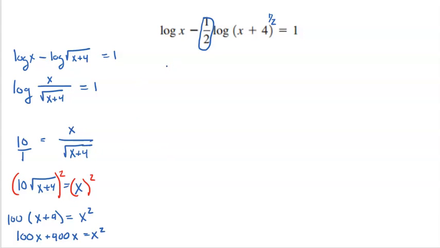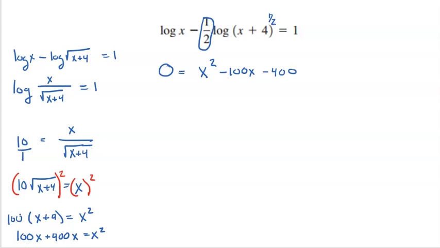So first thing I got to do is get a 0 on one side. So I am going to move everything to the right-hand side. So I got my x squared. I'm going to subtract the 100x over, and then I'm going to subtract the 400 over. And I made a mistake down here. I'm so sorry. I'm just having a rough day.